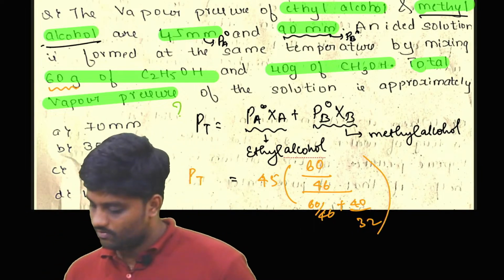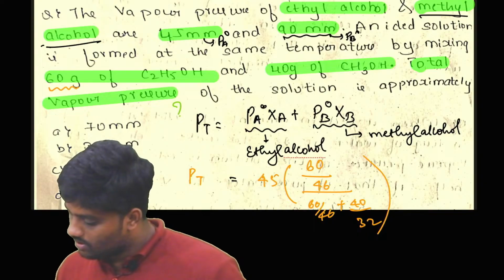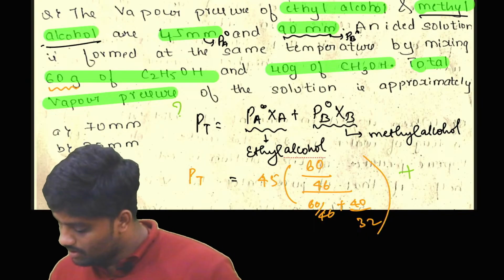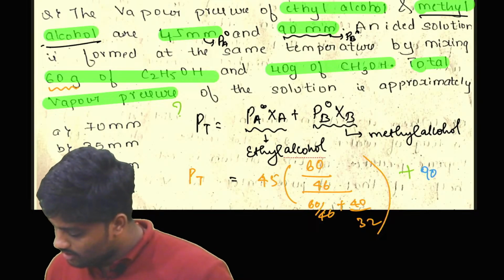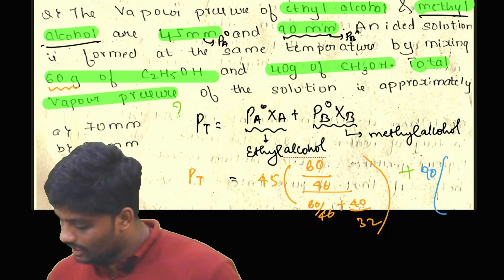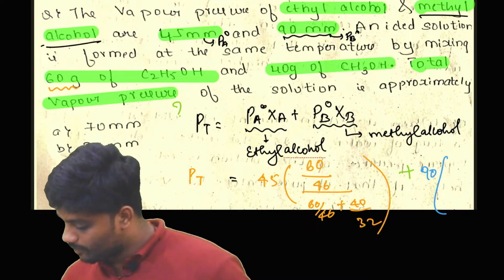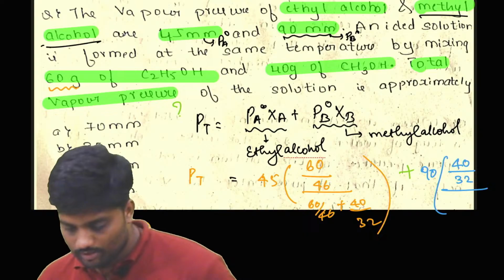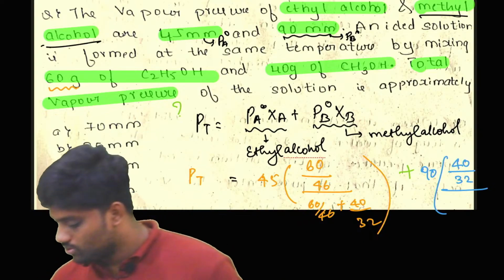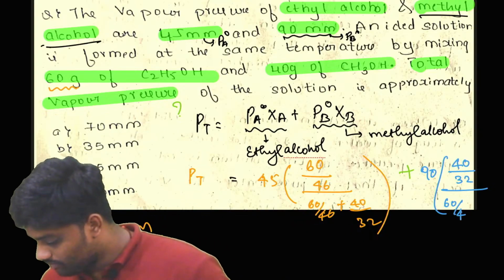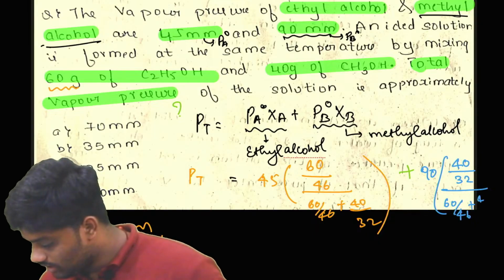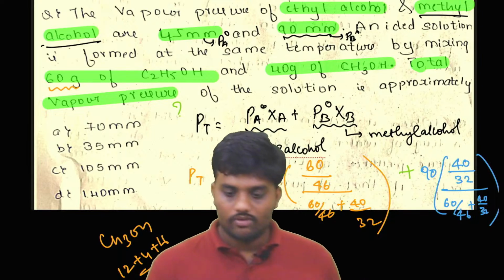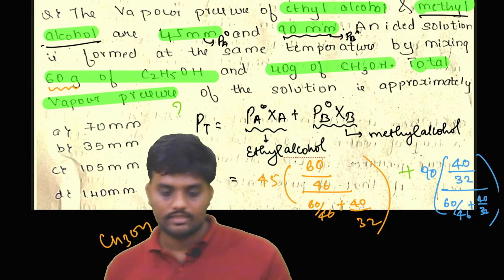Is it visible? Okay. Plus the other one, PB not. How much is PB not? PB not is 90 for methyl alcohol. Methyl is 40 upon 32, divided by the same sum, that is 60 upon 46 plus 40 upon 32. Can anyone calculate and tell the answer?